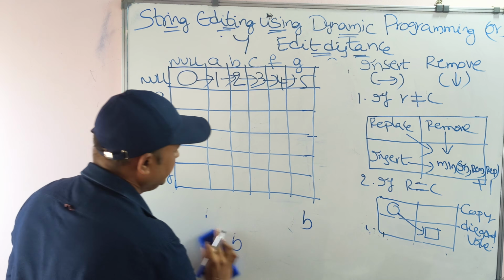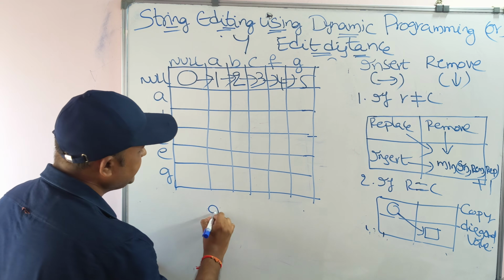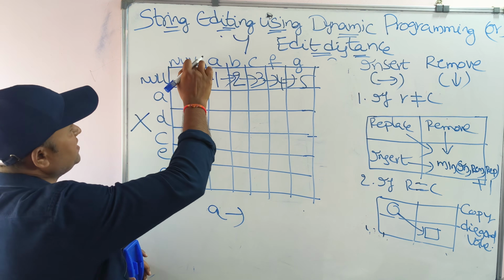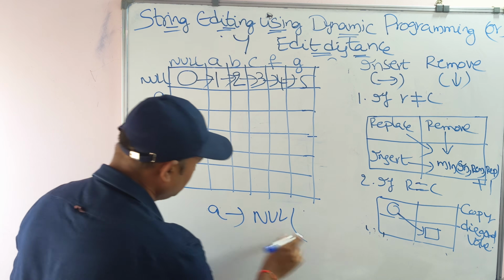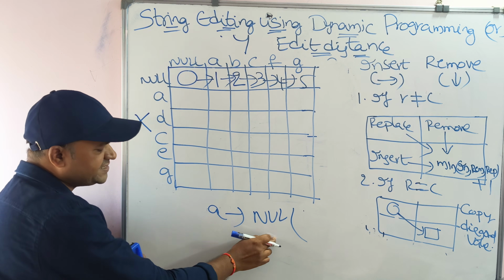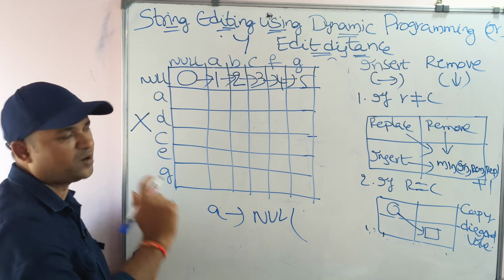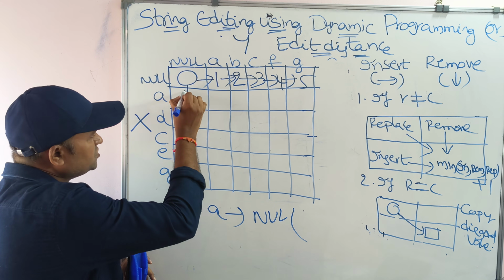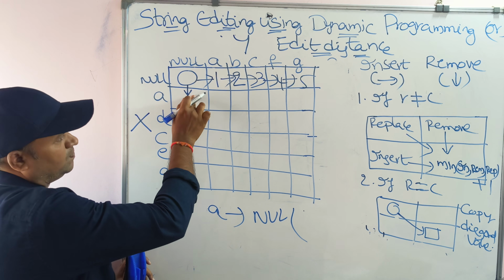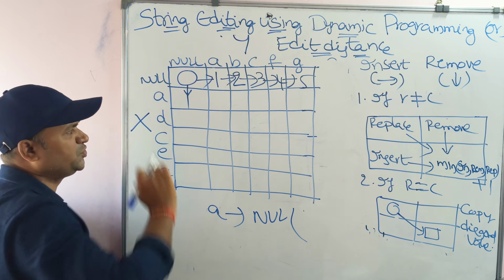Next, let us fill the first column. Here what is the source string? A is the source string. Whereas in the first column, what is the destination string? Null is the destination string. So A to null means how many characters are required? We have to remove this A. So one delete operation is required. So 1. Delete operation means use vertical arrow. Insert means horizontal arrow. This one is coming from this 0.